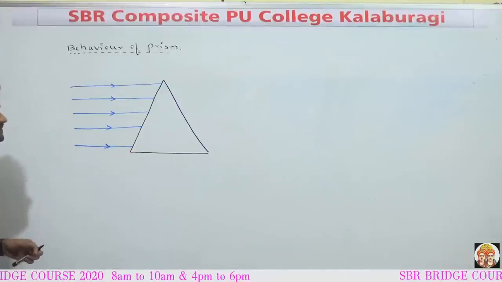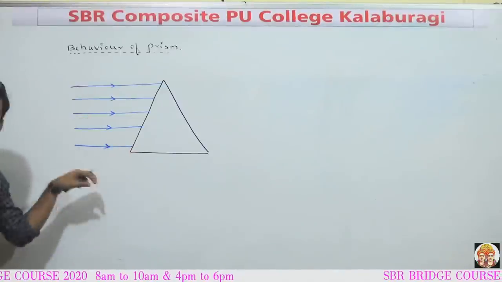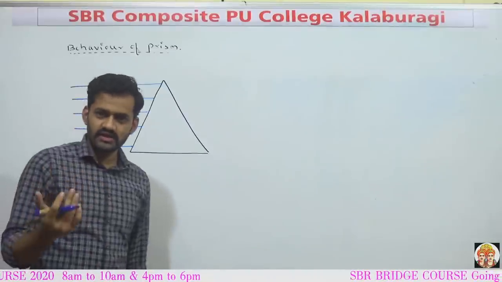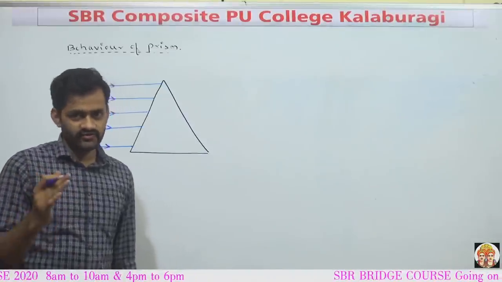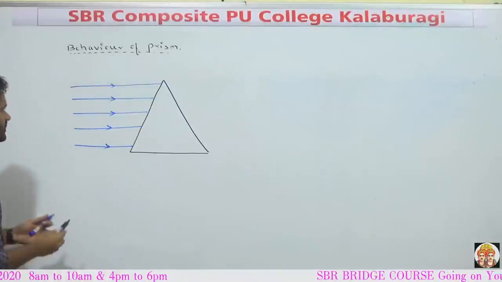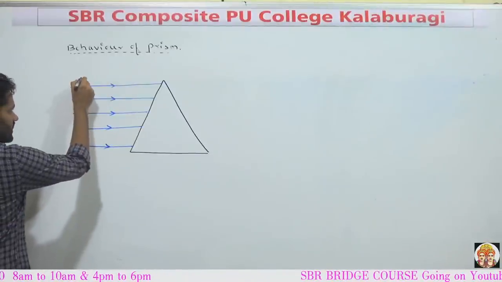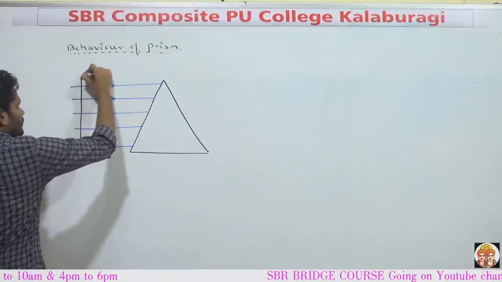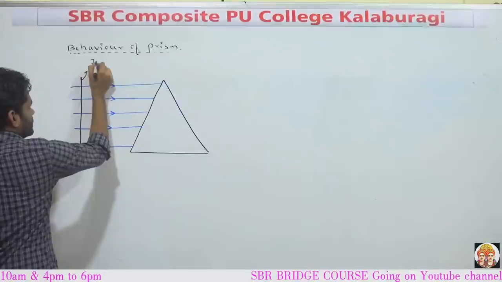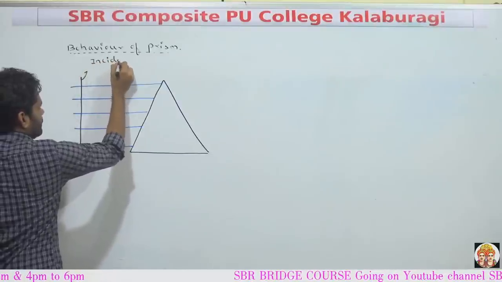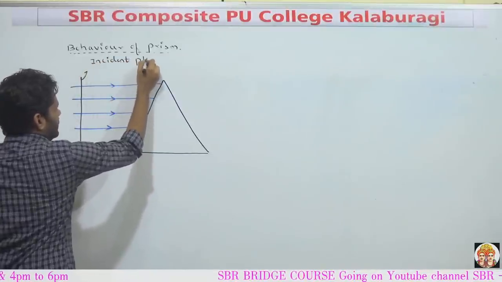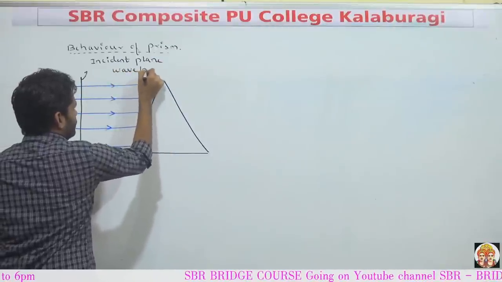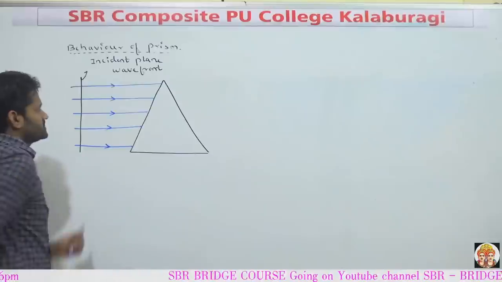If rays are parallel, will the wavefront be plane, spherical or cylindrical? The wavefront will be plane. You know that. This is a plane wavefront. This plane wavefront is called the incident plane wavefront.